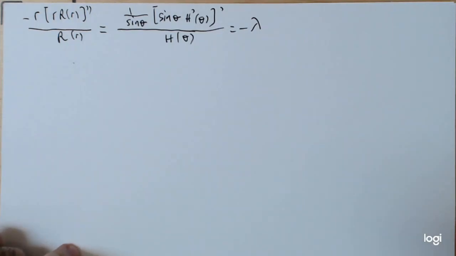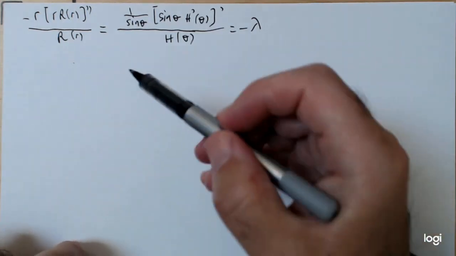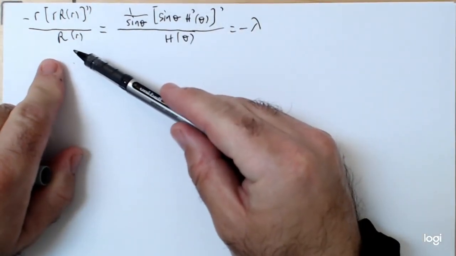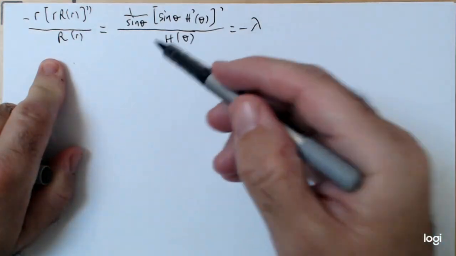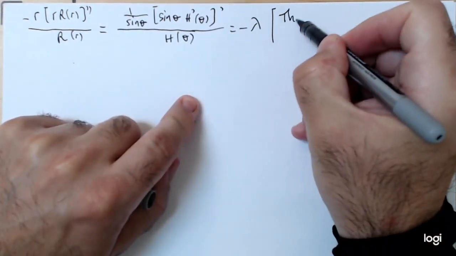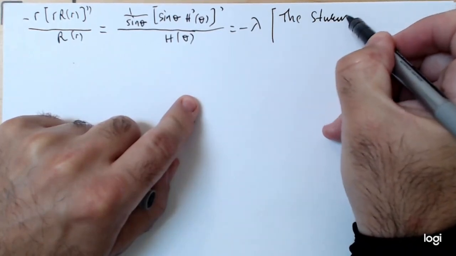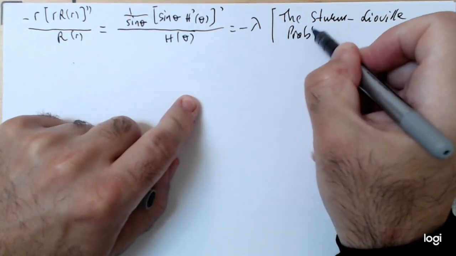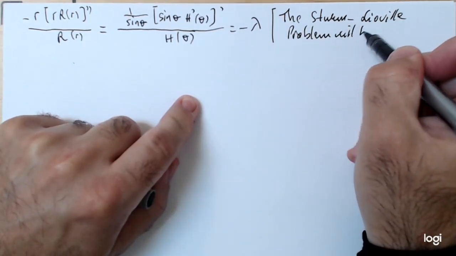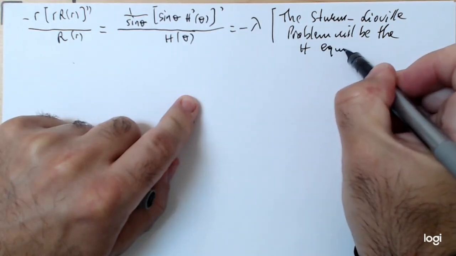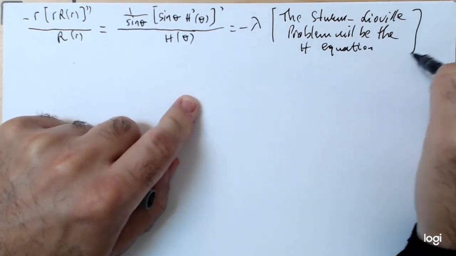Okay, let's continue. Let's see what we get actually if we expand the equation in R. I'm going to anticipate a little bit and tell you that in the end, the Sturm-Liouville problem will be the H equation. So we'll see that later when we actually get to solve the PDE.